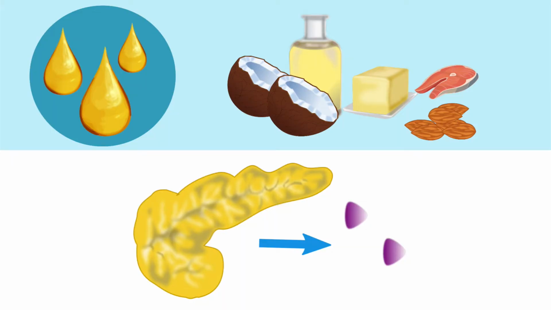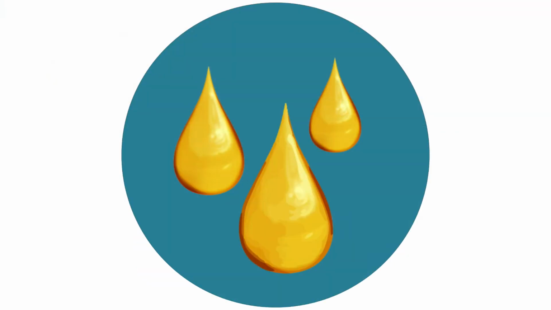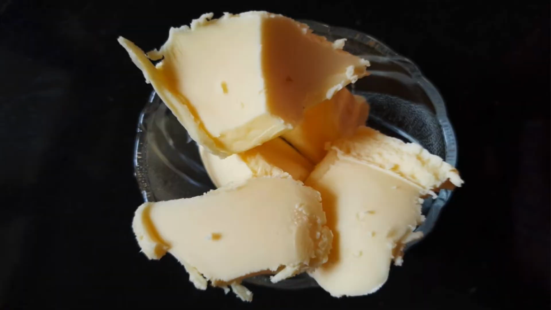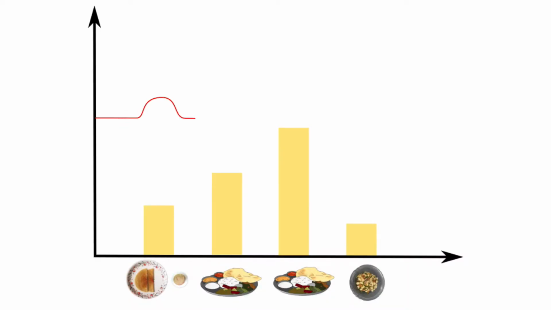Fat has the least effect on stimulating the release of insulin. Fat-rich foods include ghee, oil, butter, etc. Insulin is released in two phases. It is either in the basal rate or in the peak rate.